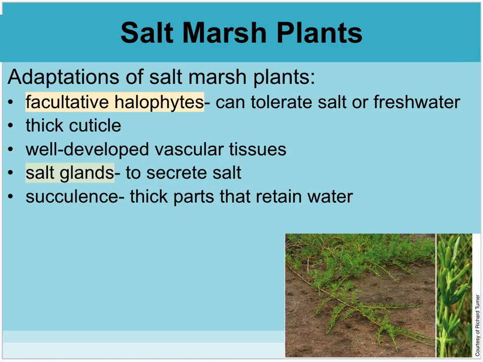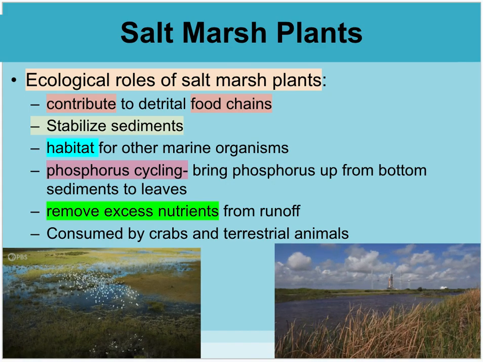Most salt marsh plants are facultative halophytes, which means they can tolerate salt or fresh water. They'll have a super thick cuticle so that they don't let out a lot of the fresh water that they already have inside. Think like a cactus. They also have something like that. They have very vascular tissues. They have salt glands that actually secrete and get rid of salt, which is a really cool adaptation where they can kick out the extra salt that is inside of them.